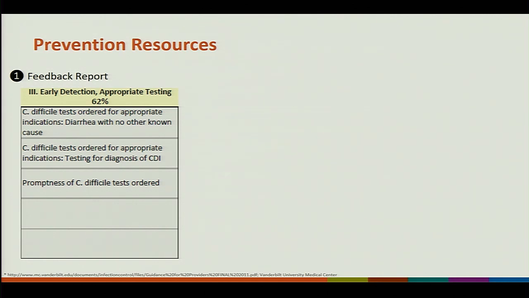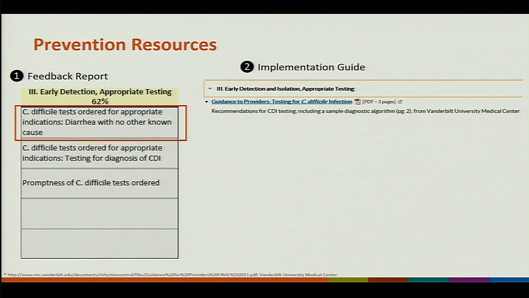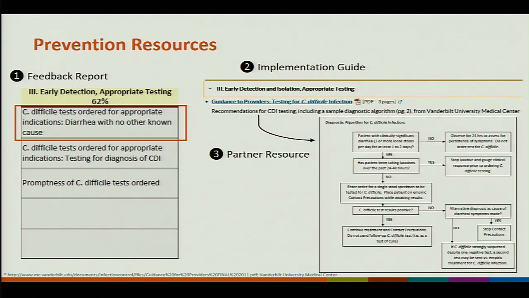So to kind of tie it all together, let's pretend we deployed the CDI TAP assessments. We made a feedback report, and on our feedback report, we identified C. diff testing as one of our gaps. This is in the early detection and appropriate testing domain. So we're going to go to our implementation guide, the CDI implementation guide, the same domain, early detection. And then we can access one of these testing algorithms from Vanderbilt, actually, that your facility can download and implement right away. You can also use it as a template, as an example. You can modify or adapt it as needed. But this would be an actionable tool that can help address your gap of appropriate testing for CDI.